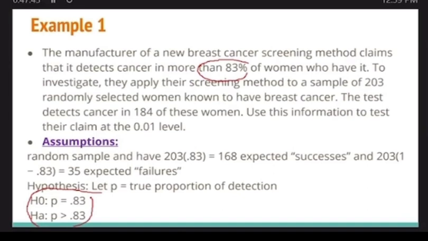Now, it detects cancer in more than 83% of women who have it. To investigate, they apply their screening method to a sample of 203 randomly selected women who have breast cancer, and the test detects cancer in 184 of these women. Use this information to test the claim at a 0.01 level. Here now, they've given you the level of significance. Now, I'm going to start.